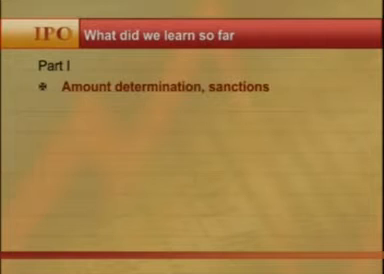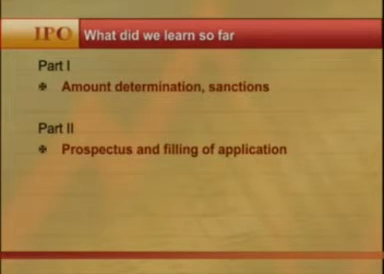This program is on procedure for issue of shares. In the first part, we had learnt about amount determination in the issue of shares and the various approvals and sanctions that we would have to obtain before issuing the shares. In the second part, we learnt about the prospectus and the filling up of the share application form. In this third part, we will be learning about the role of the banker and the role of the company secretary. But first, let's concentrate on the role of the banker.